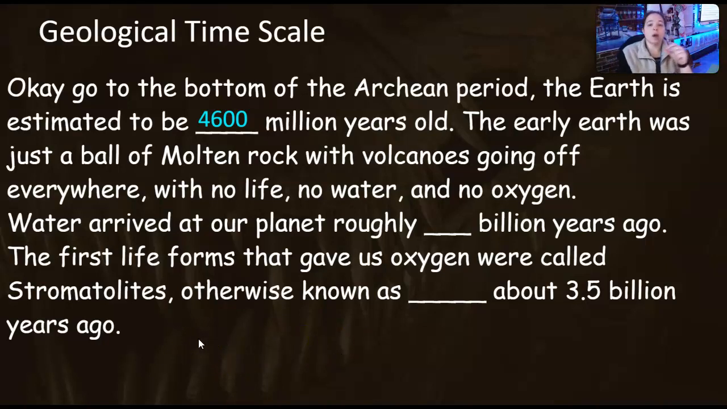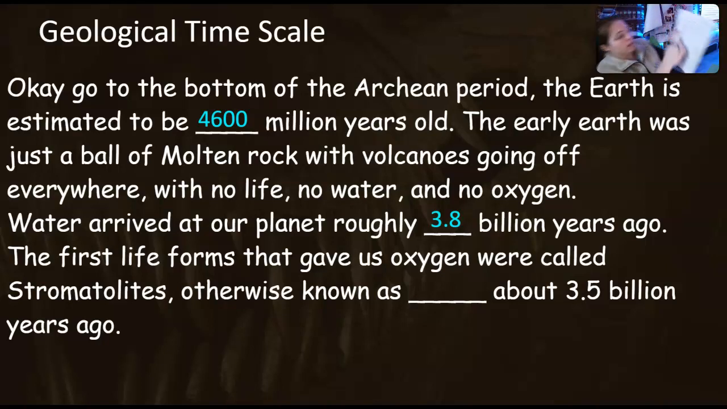Water didn't arrive until, they're theorizing, asteroids and meteorites hit the Earth, and that brought water. And that was roughly about 3.8 billion years ago. It's not listed on here. However, you can infer that because you see that you've got oceanic oxygen. So there's got to be ocean, there's got to be water somewhere.